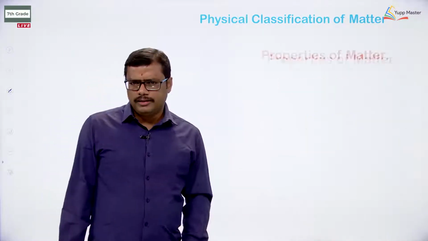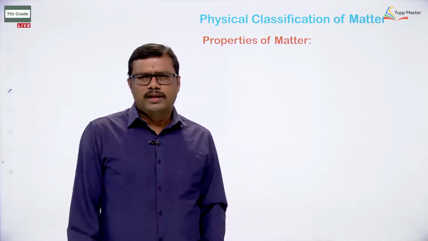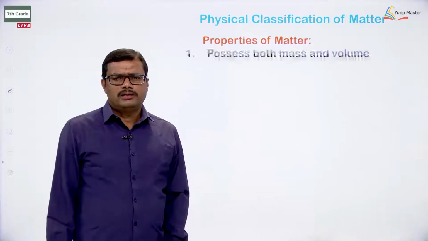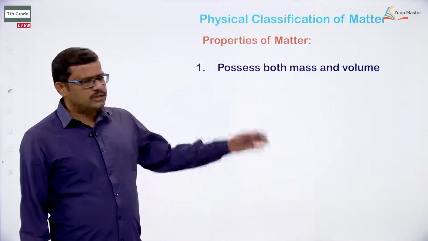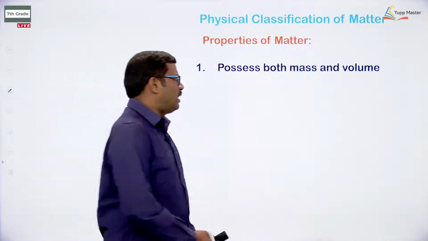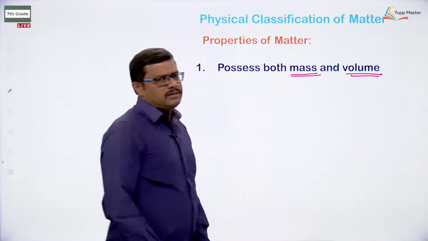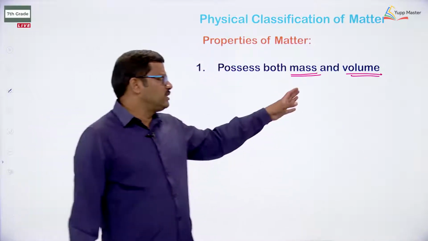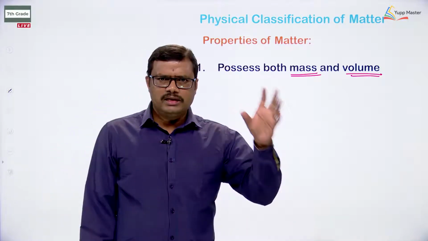Let us move on to the properties of matter, how we are going to look at matter, what are the properties of matter. So, let us see. Of course, this is the first one, matter is going to possess both mass as well as volume. It is going to have mass and it is going to occupy some space. Occupying some space means it is taking some volume. So, matter is going to possess mass as well as volume.